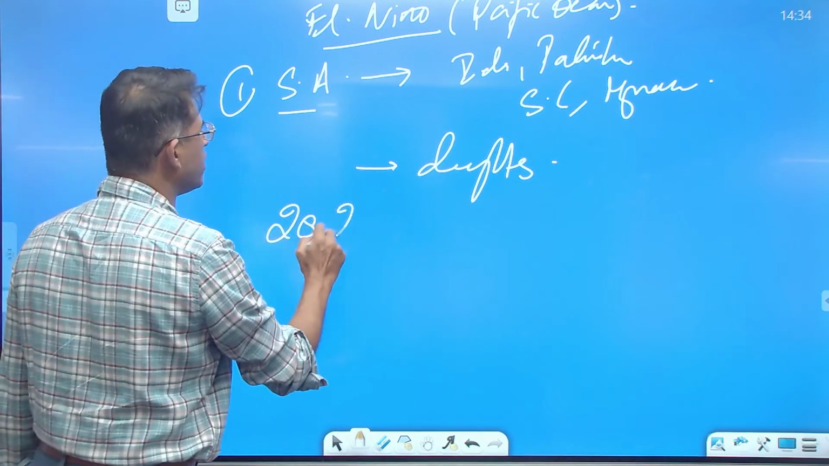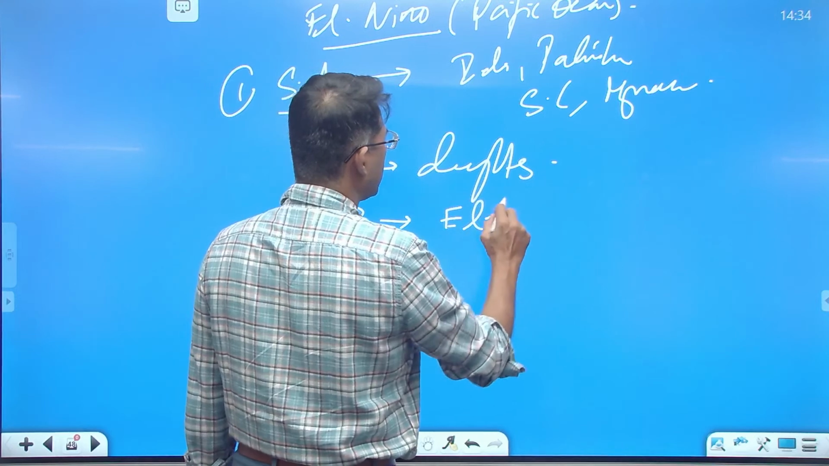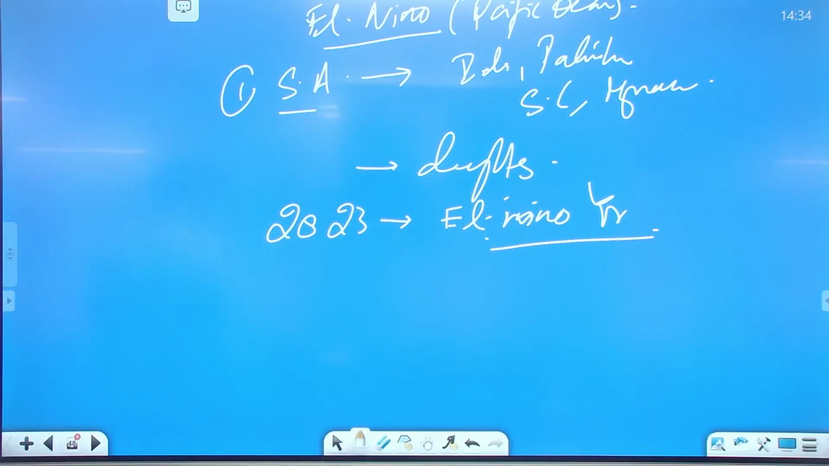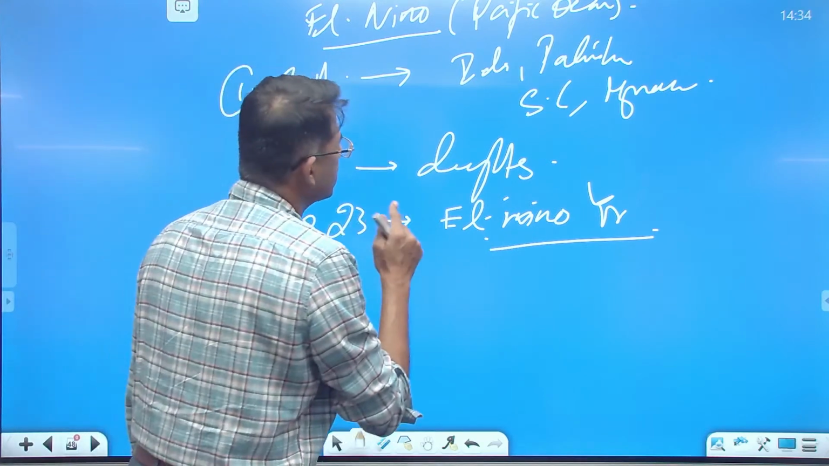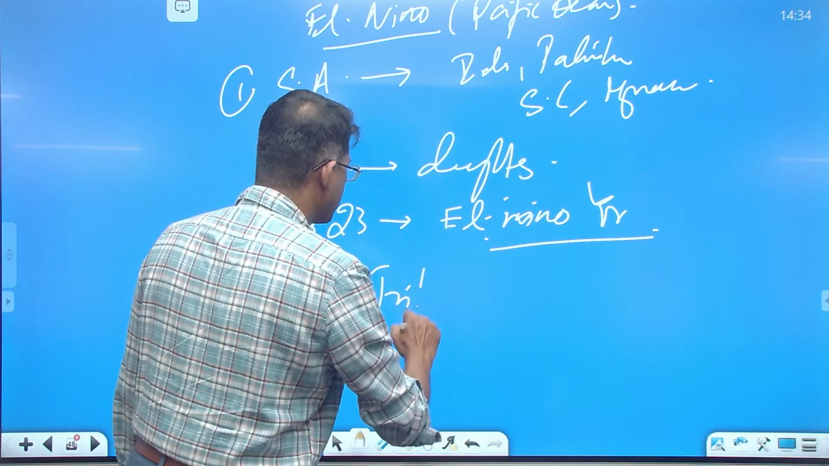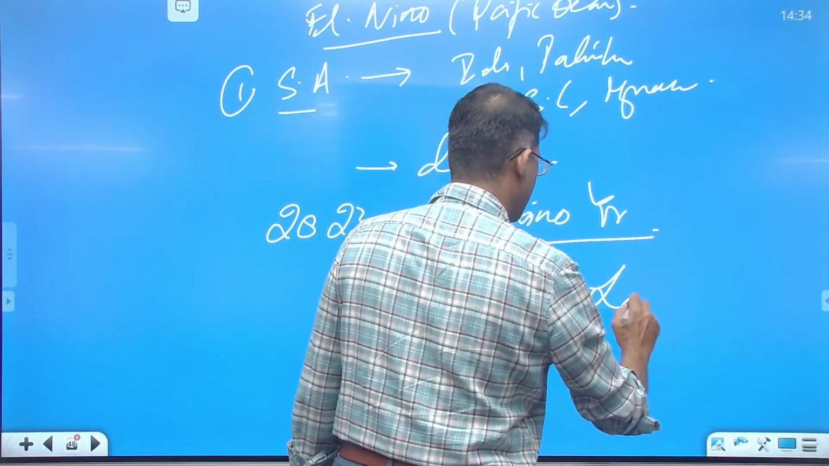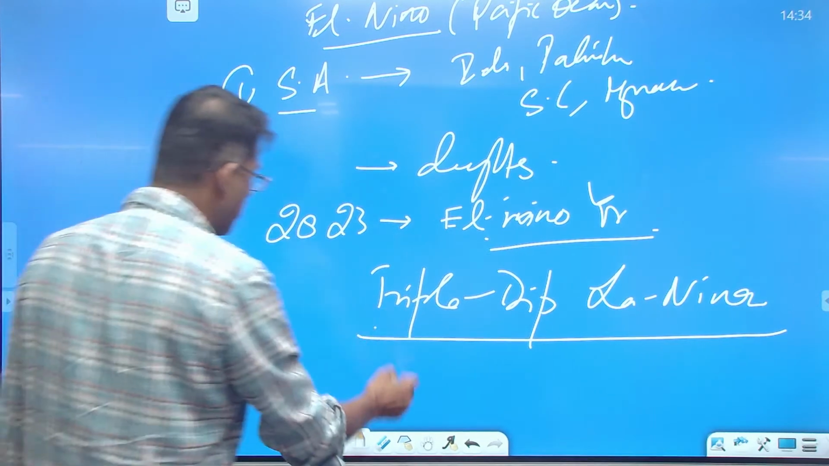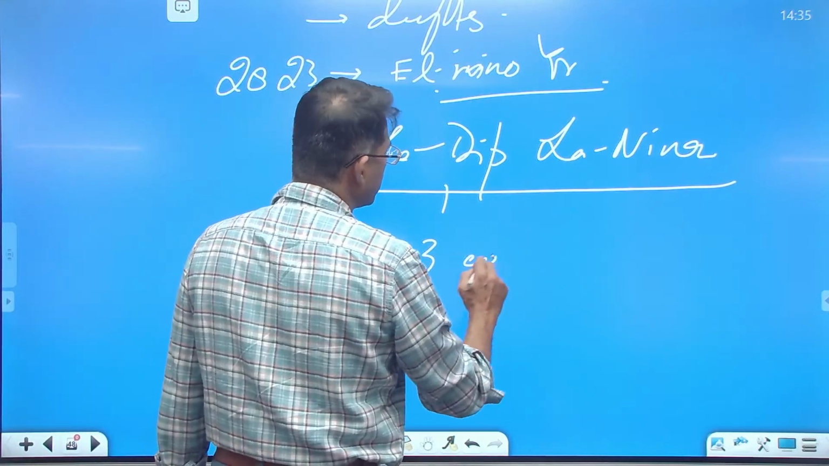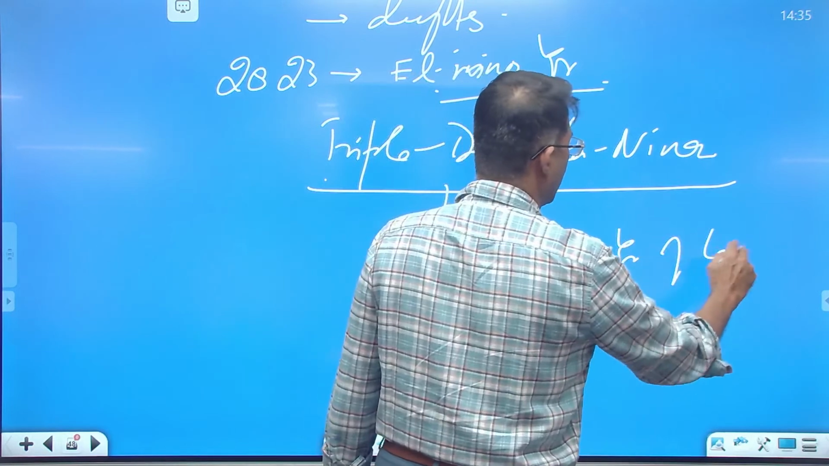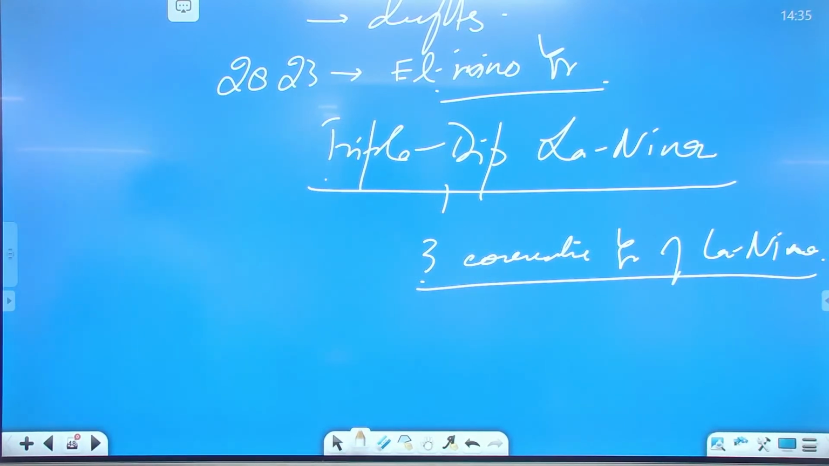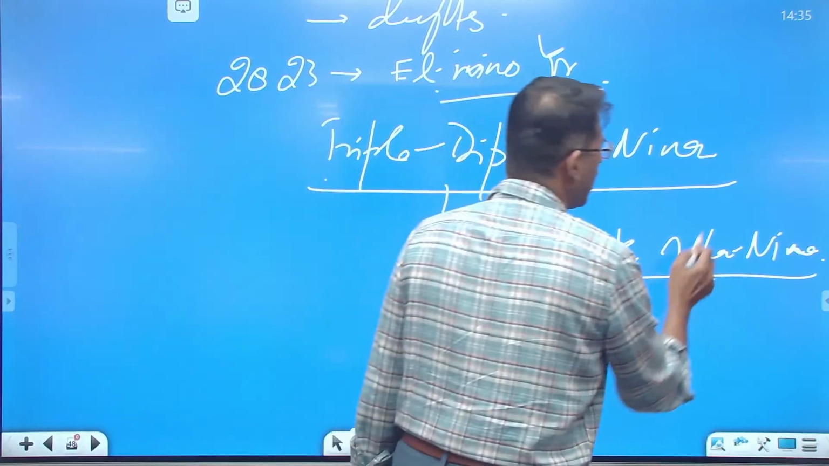So 2023 is considered as, this might be an El Nino year. So India might witness a decline in rains this year. And this El Nino year is coming after what's called the triple dip La Nina. Triple dip La Nina means we have had 3 consecutive years of La Nina phenomena. This is very rare. 2022, 2021, 2020, for these 3 years consecutively we had La Nina formation.